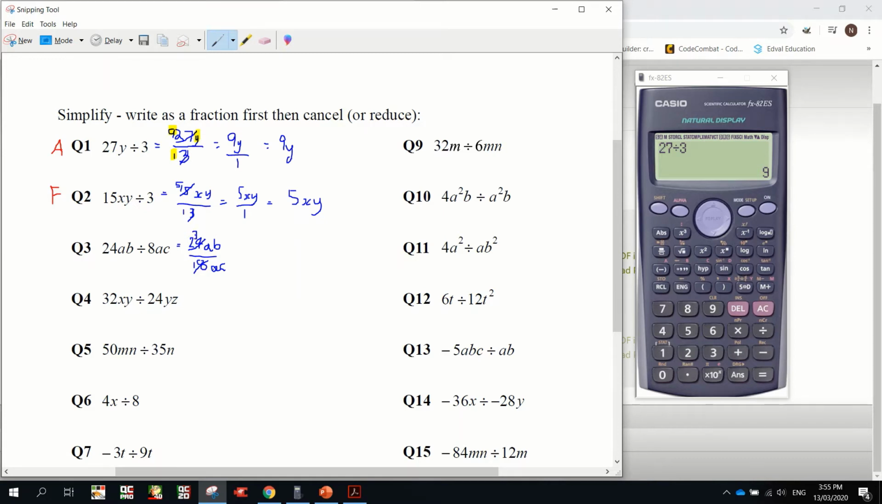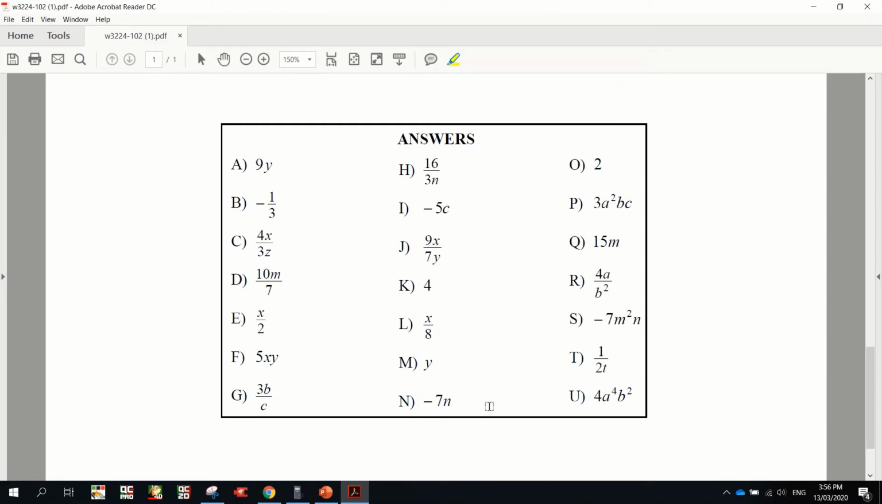3. Okay. Letters. There's an A there, there's an A there, one of each. There's no B in the bottom, so that stays, and there's no C in the top, so it stays. So what did we end up with left over? The 3 and the B over 1C. Now on the answer sheet that might be written as 3b over c because you would assume a c's got a 1 in front of it if there's nothing there. So let's have a look for 3b over c. 3b over c, there it is, G.